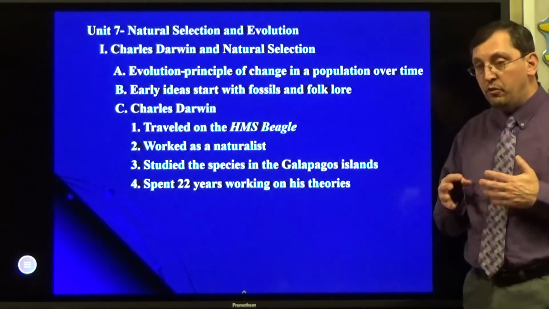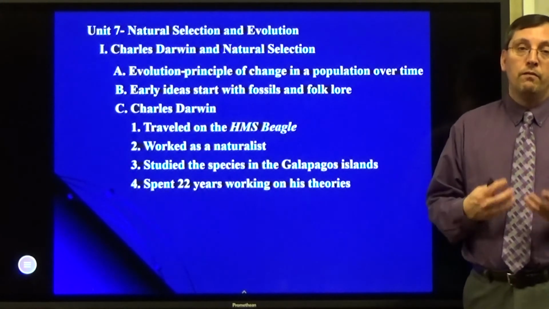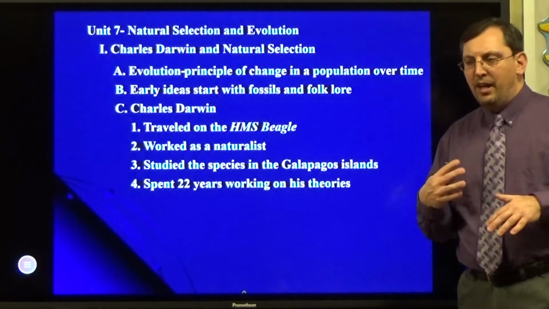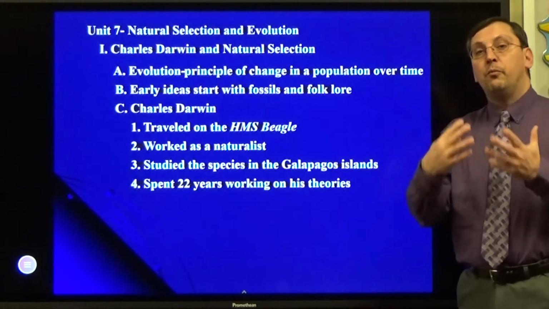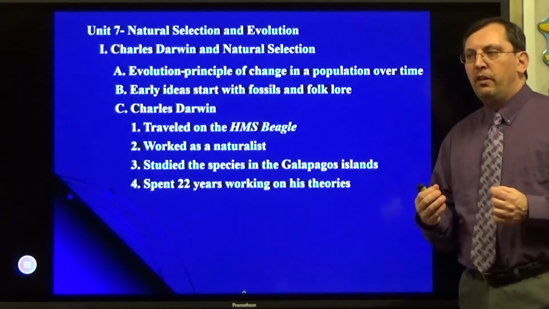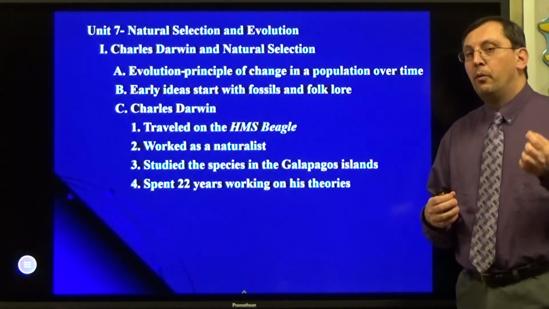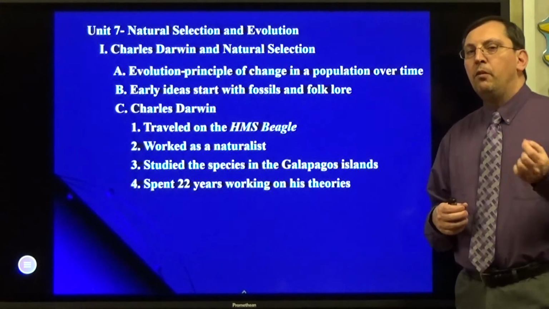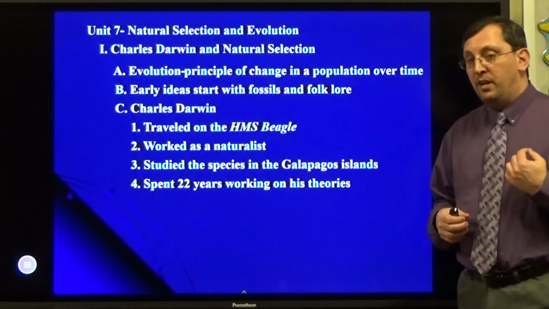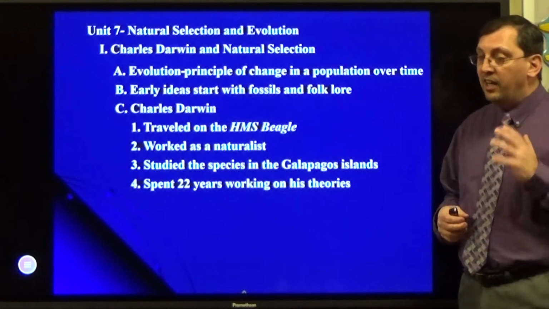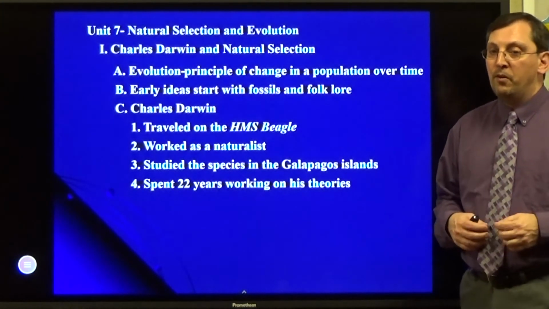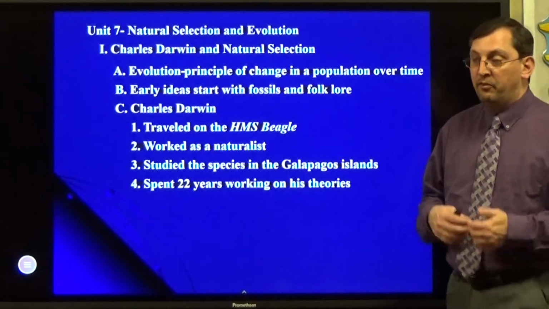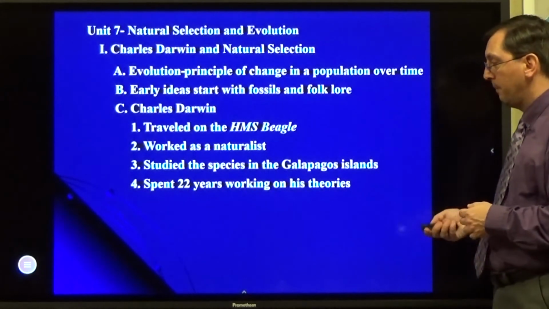He spent 22 years after he got back from a 2-year voyage working on his theories. He was a cautious person. He wanted to make sure he was right. He really didn't publish until he got a letter from another person who had come up with similar ideas and asked, what do you think about this? He realized if he didn't publish, he was going to get beat to it. Now, he did give credit to that person, saying this person spurred him on to his understanding of this.